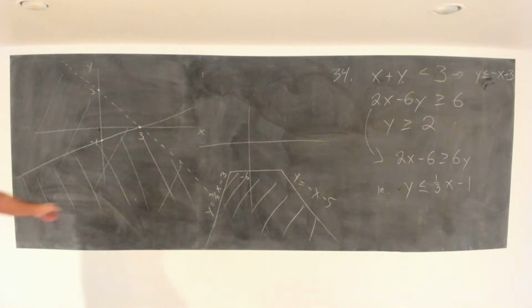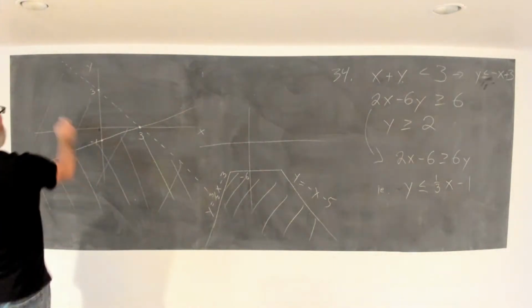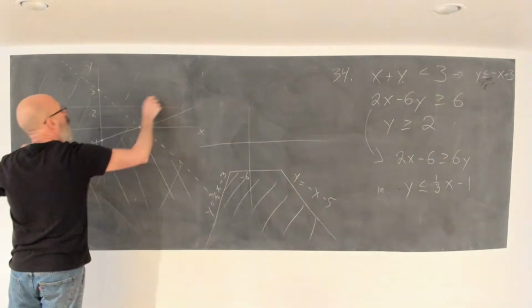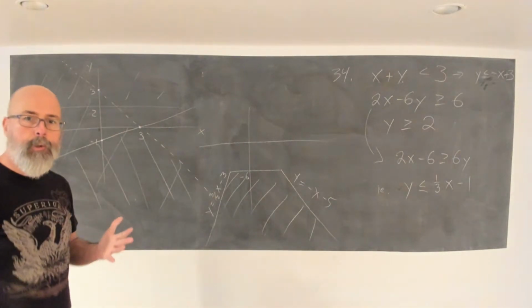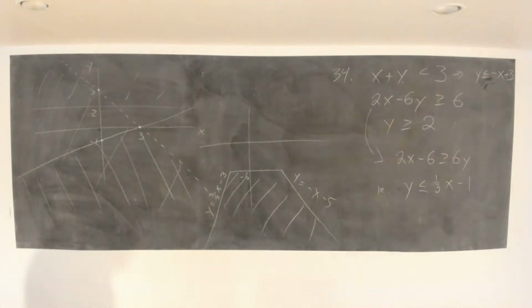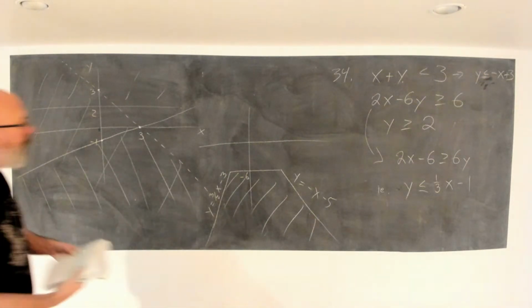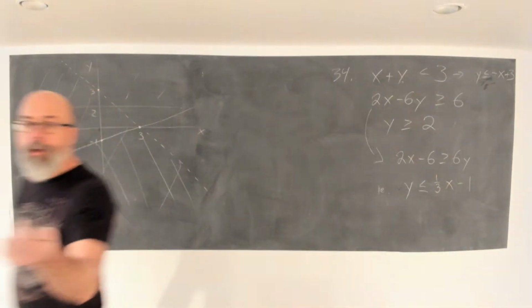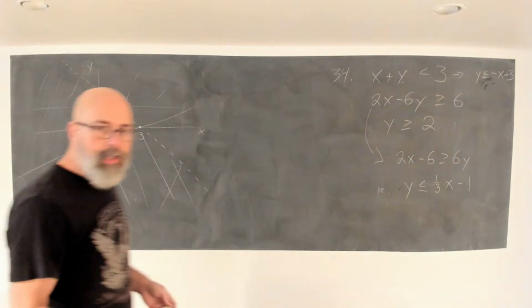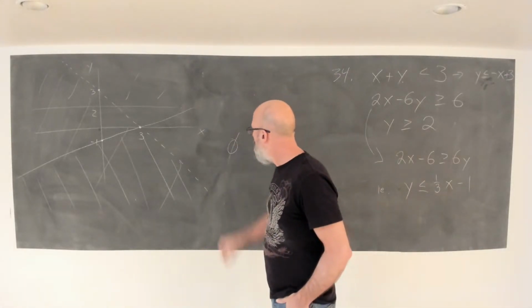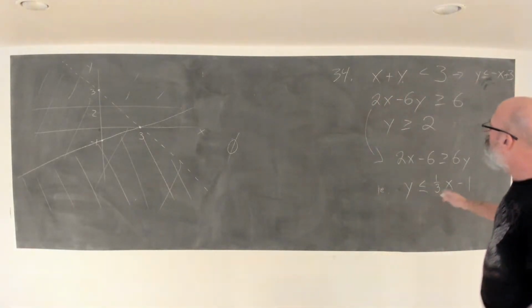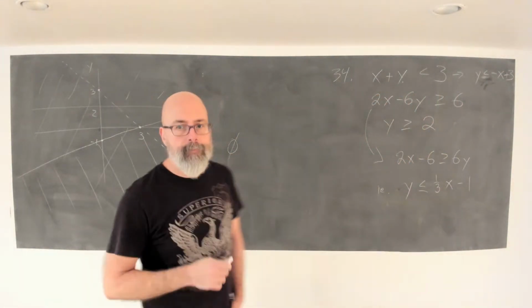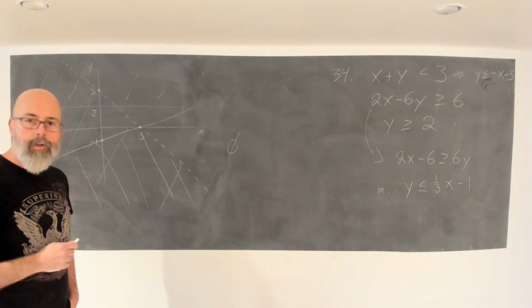Good. And finally, y bigger than or equal to 2. y equals 2 is right here. Bigger than or equal to 2 is everything up there. And now we want everything that is triply shaded. And of course, you recognize that, exactly, right? The feasible set in this case is empty. There are no values of x and y which satisfy all three inequalities. So there it is.